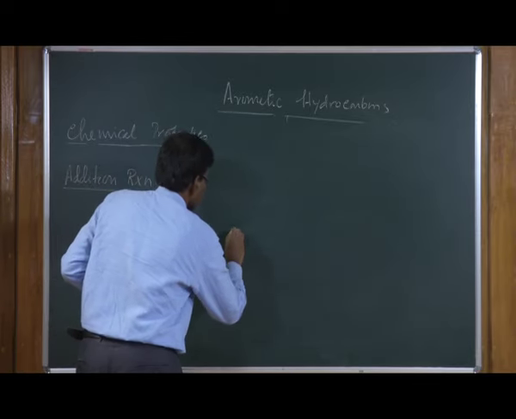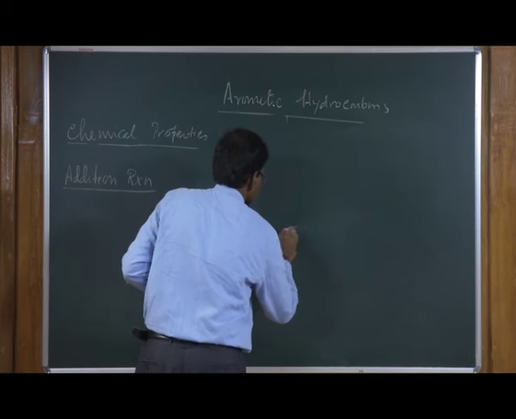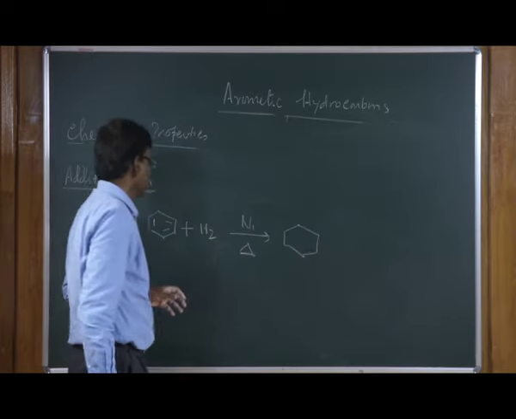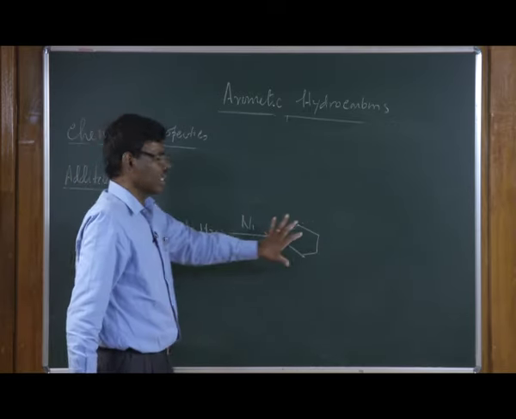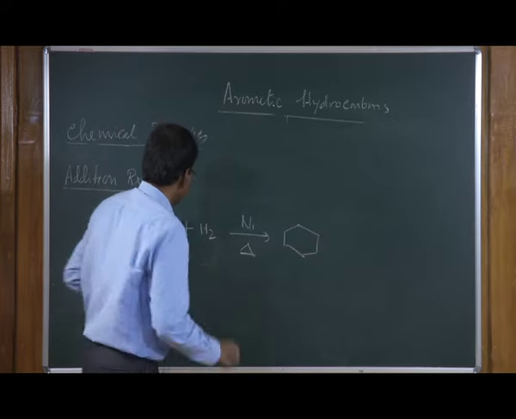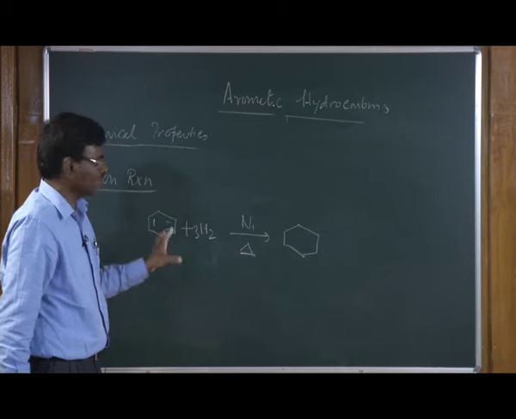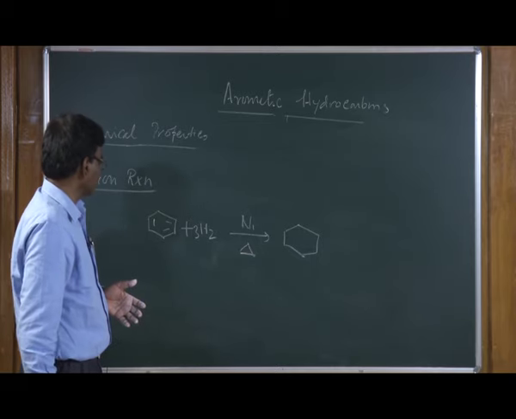By reduction using nickel catalyst, in this case the hydrogen undergoes addition to the benzene and you need 3 molecules of hydrogen to give cyclohexane. This is an example of an addition reaction that takes place under vigorous conditions.